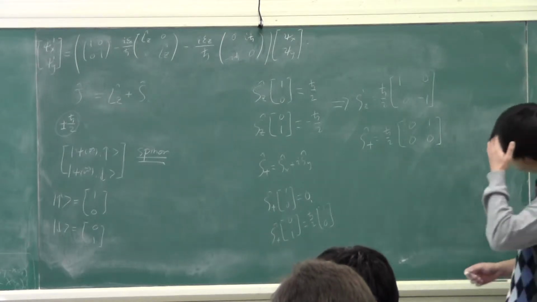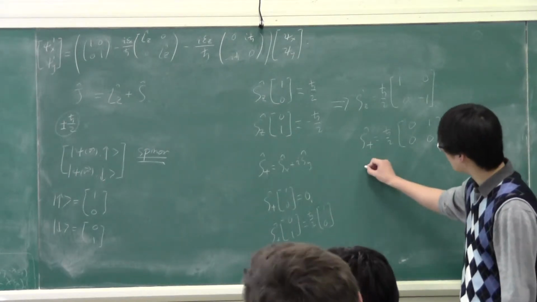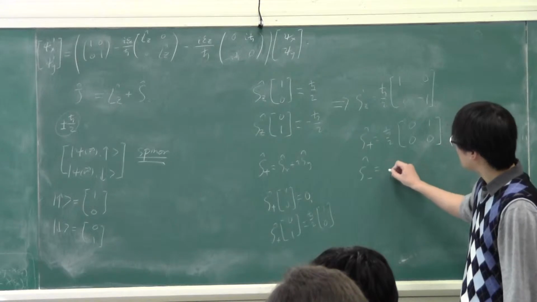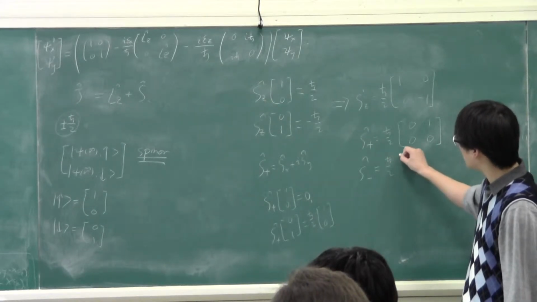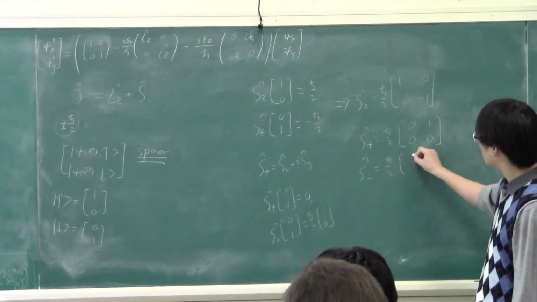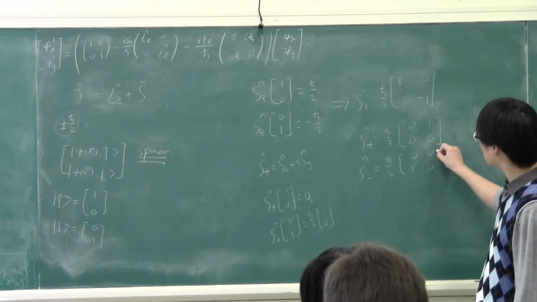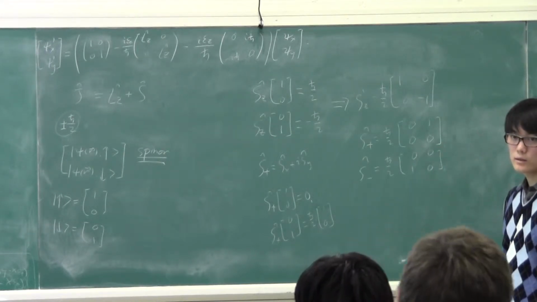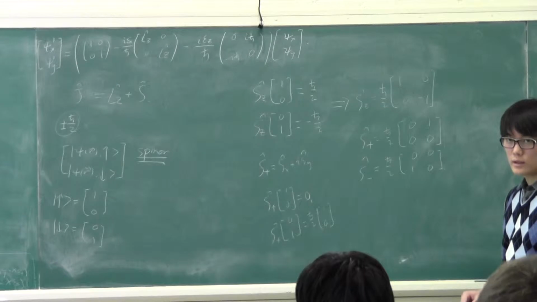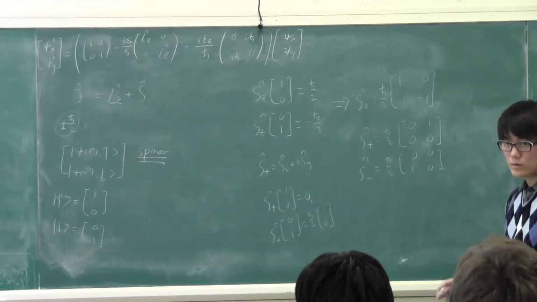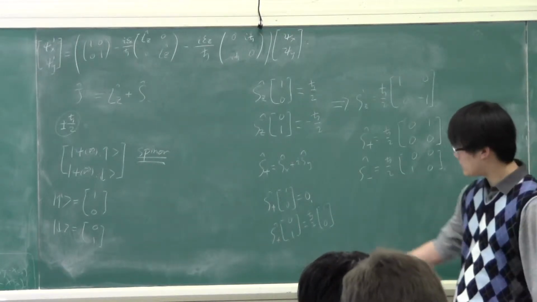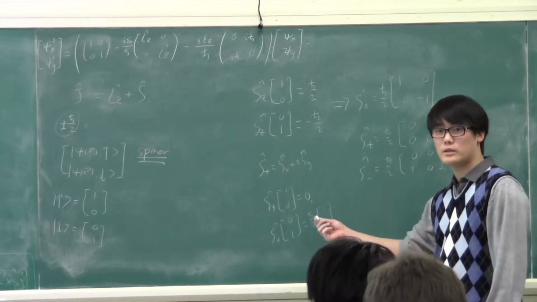Okay. And then you can also get the S minus is equal to h bar over 2, 0, 1, 2, 3, something like this. Okay. Because the action of the S minus, the lowering operator, is just going to take the spin up state, turn it into the spin down state, and everything else is 0.